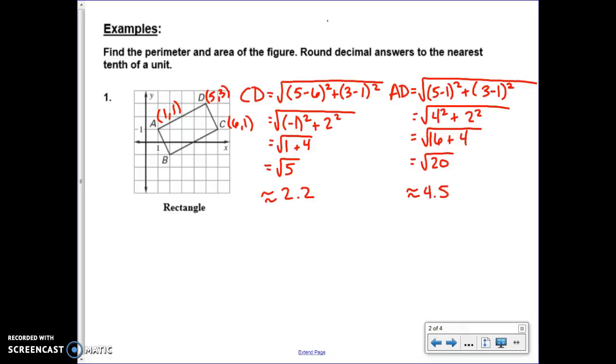Okay, so perimeter tells me I'm going to add the sides. So I have 2.2 plus 4.5 plus another side length of 2.2 plus another side length of 4.5. So I get the perimeter to be about 13.4, and since we don't have a unit listed, we'll say units.